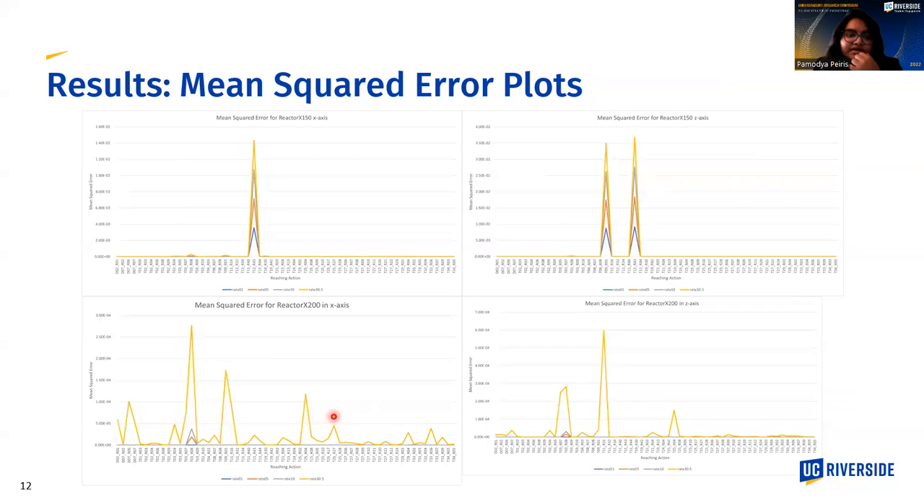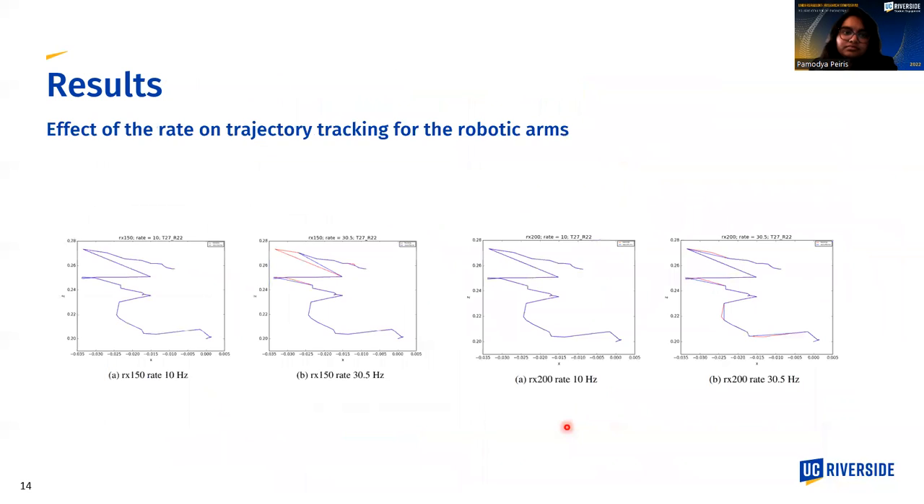But in ReactorX 200, it performs all the trajectories. The main reason the yellow is fluctuating is because the larger the arm is, the more torque there is, so it is harder to move compared to the shorter arm.